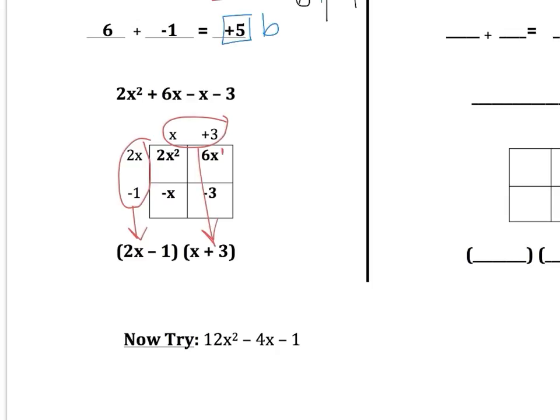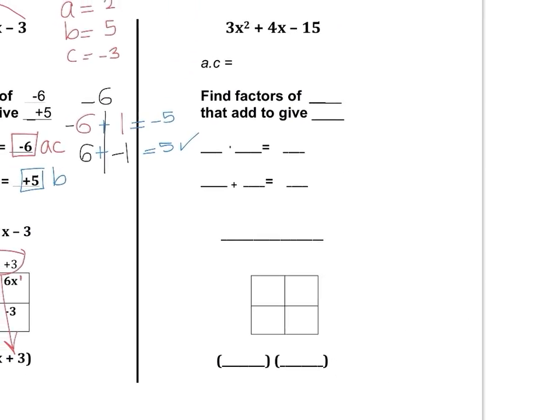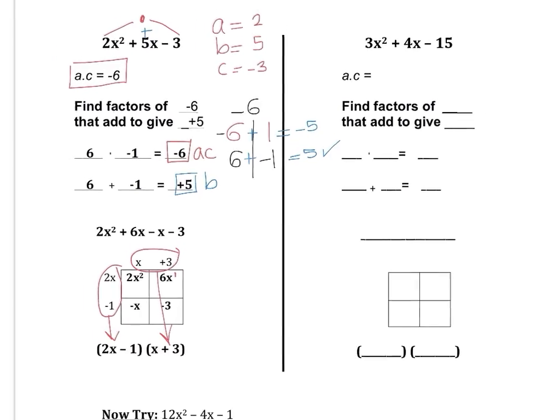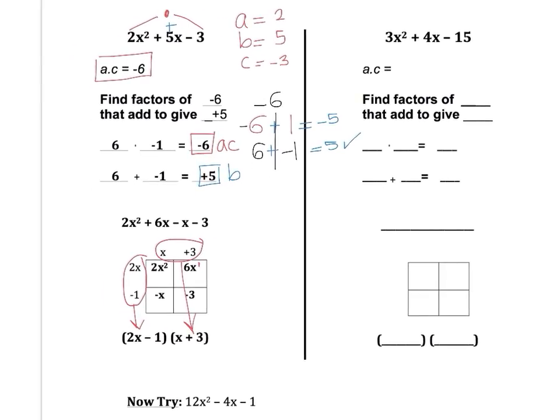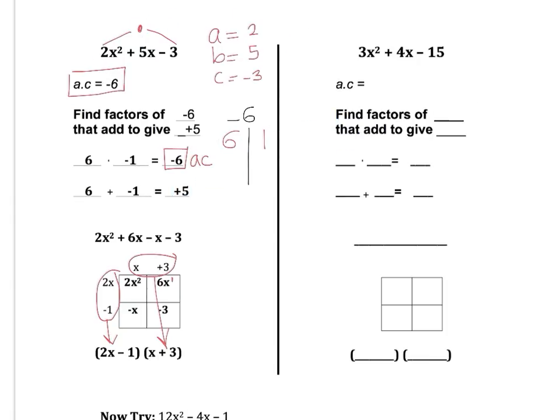Now I would like you to pause the video and try to use whatever we did over here on the left side. Try to use the same method to do the problem on the right side. Take 3 minutes to try to factor this using the box method, and then play the video again. Now I hope you tried on your own. Let's work together to find out the two factors for this trinomial.